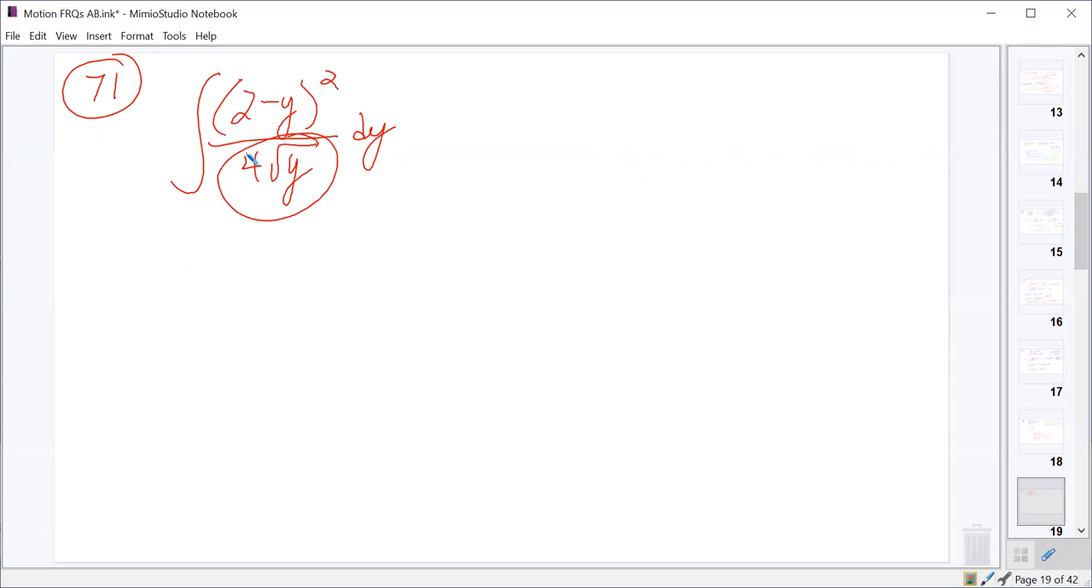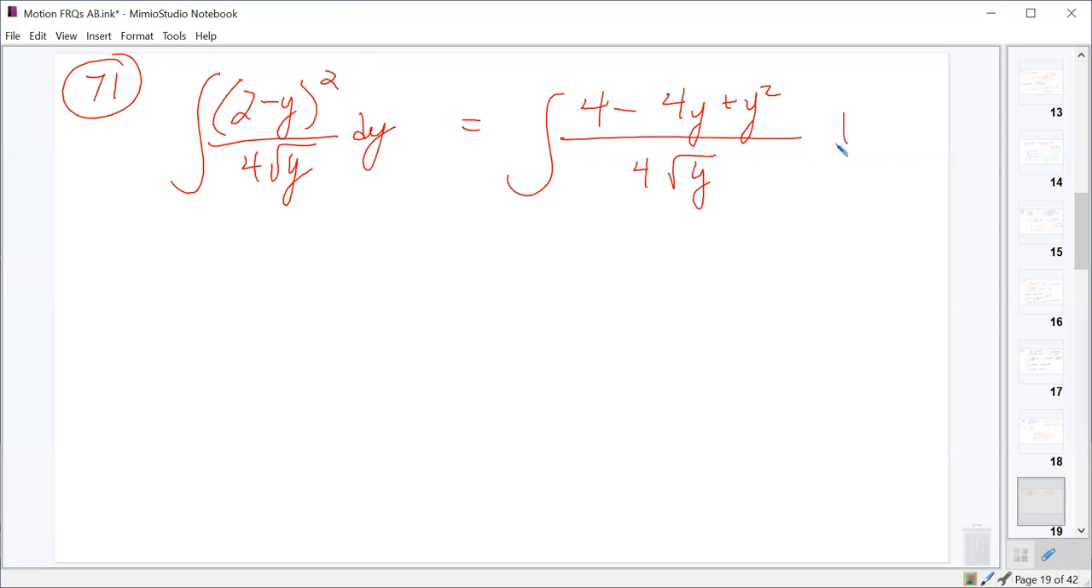because we just have a singular term in the denominator and everything else in the numerator is a polynomial, this is really just a trinomial here if we were to distribute it out. That's exactly what we're going to want to do. So 4 minus 4y plus y squared over 4 root y dy. Okay? And anytime you have something that could be differentiated or integrated using the power rule, all divided by a single term down here, just divide each term by it.